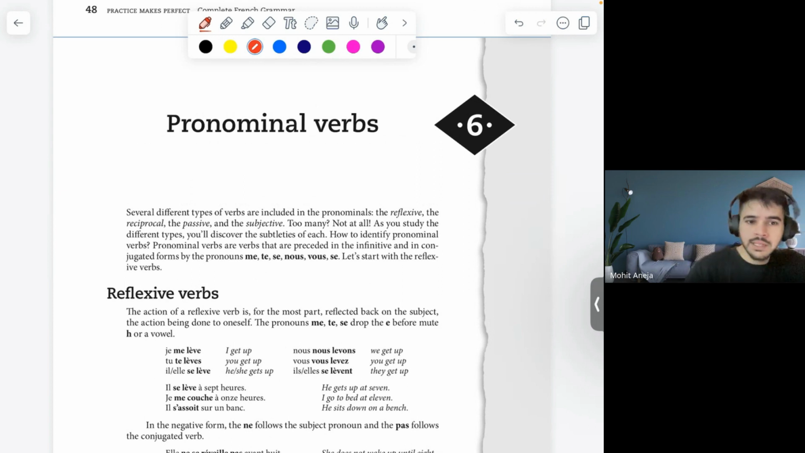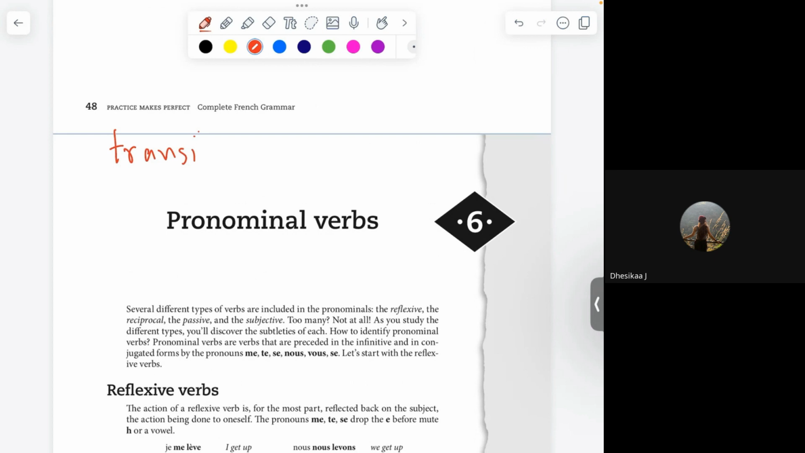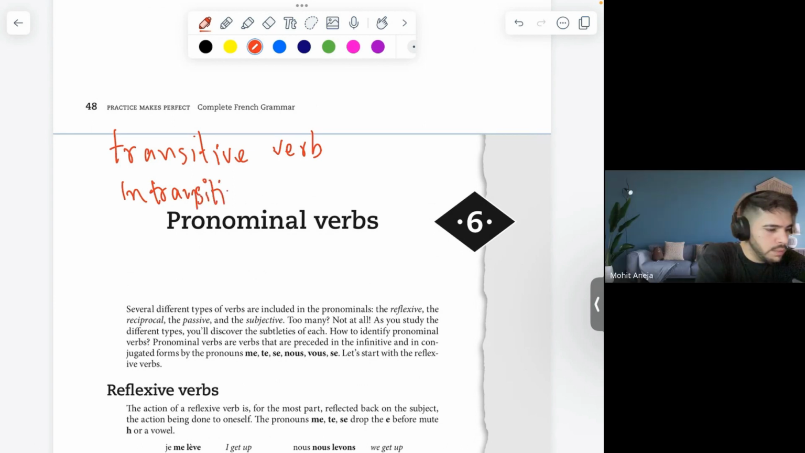We will read about them, but first, do you guys remember what transitive verbs and intransitive verbs are? Can you tell me what is transitive and what is intransitive? I don't remember by topic though. Maybe by examples I can recollect. Yeah, examples.